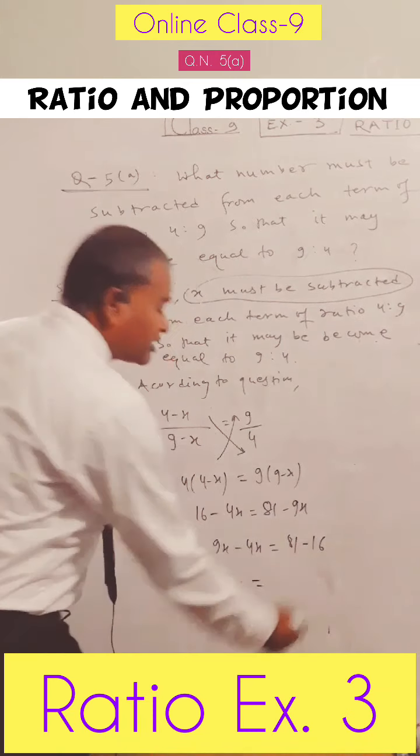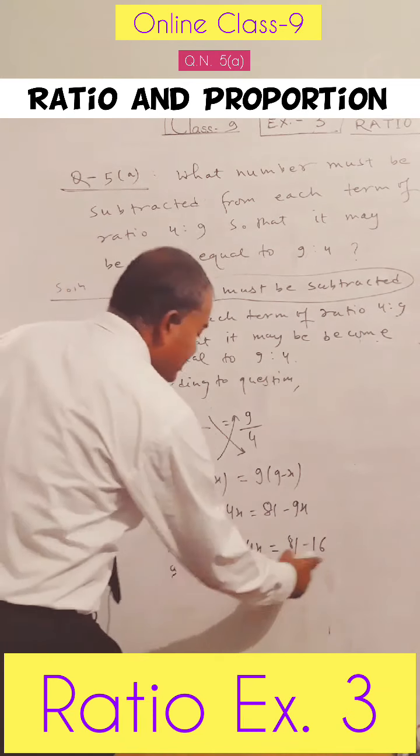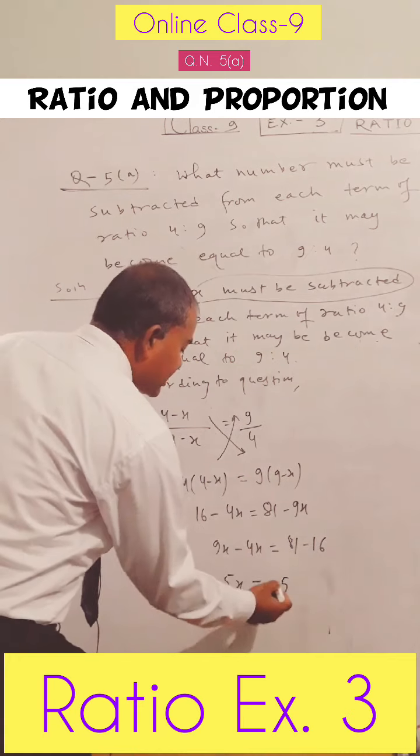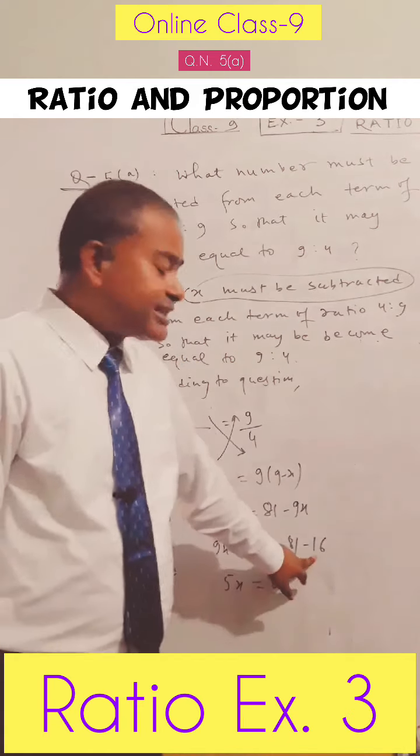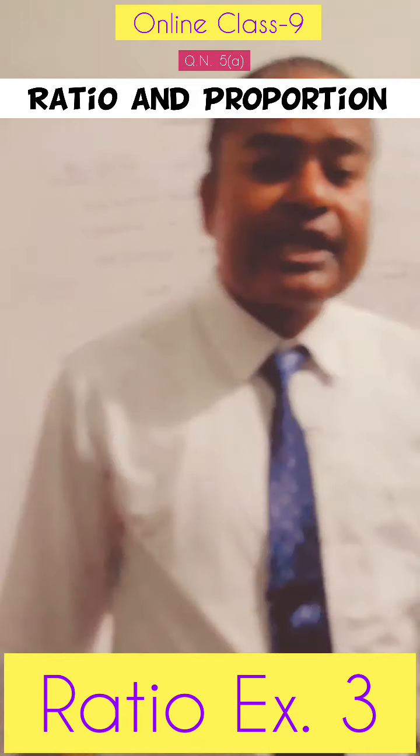5x, and 81 minus 16, we get 5x, and the difference of the two numbers 81 and 16 we get 65.